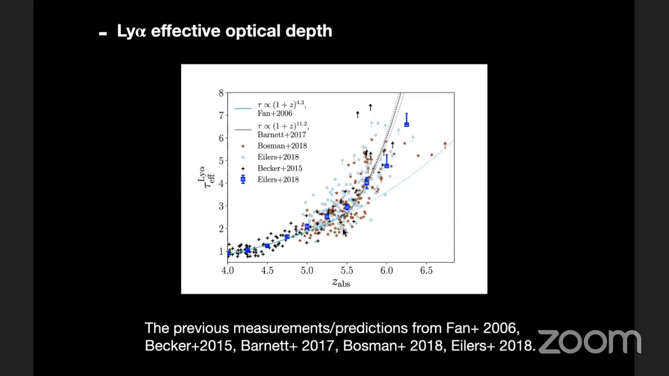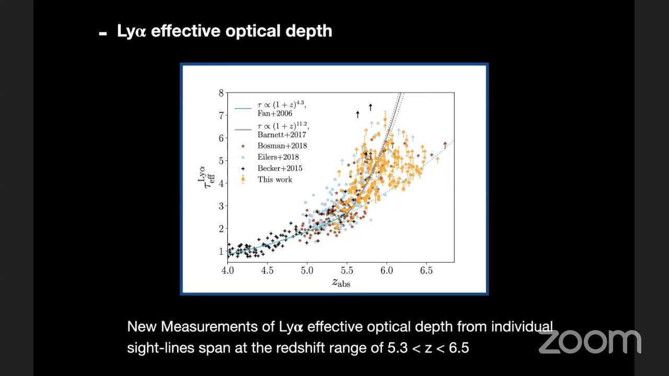What I want to do is, since we already built a high redshift quasar sample, to use this sample to constrain the Lyman alpha effective optical depths at redshift higher than 4.8. And based on our sightlines, this is what I obtained. The orange points here are the measurement of the Lyman alpha effective optical depths from the individual sightlines.